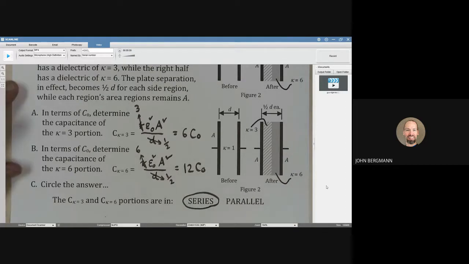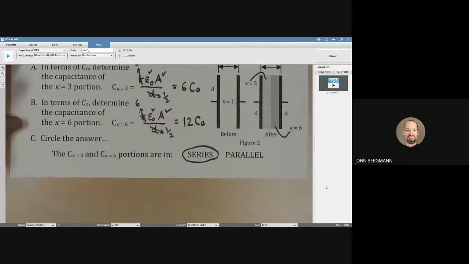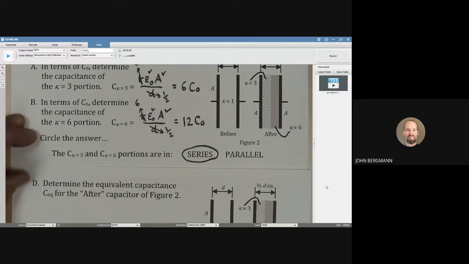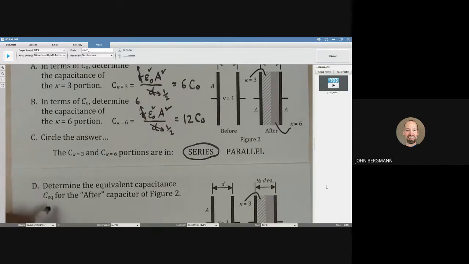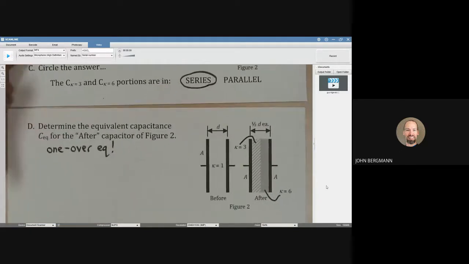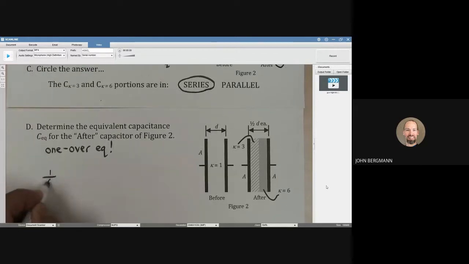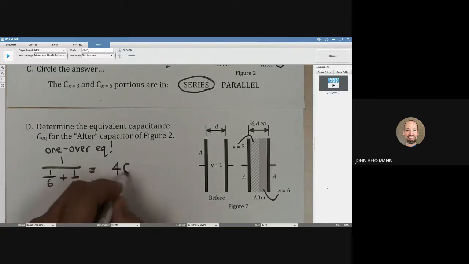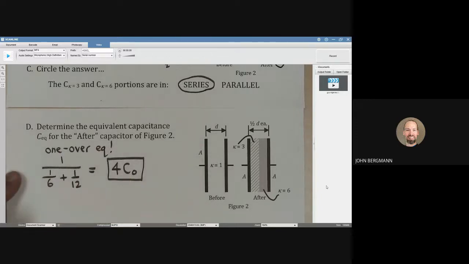And therefore, if we're going to determine the equivalent capacitance, whenever we do capacitors in series, we need to use what I call the 1 over equation. So we're going to go 1 over 6 plus 1 over 12, and then we're going to take the reciprocal of that. 1 over 6 plus 1 over 12, and then we got to go 1 over that. When we do that in our head, this would be 2 12s, so that's 4. 4 times the original capacitance. The new capacitance of this thing is going to be 4 times what the original one was.